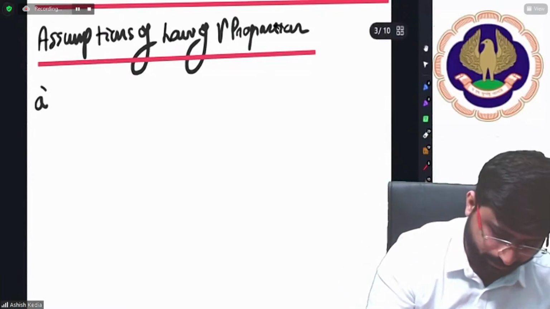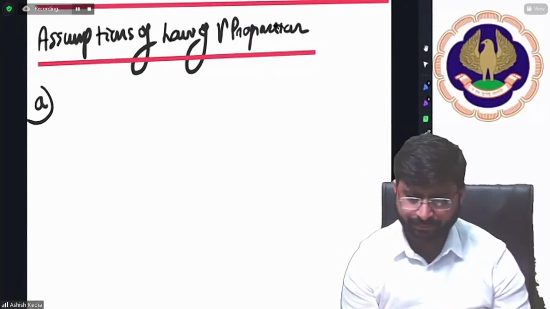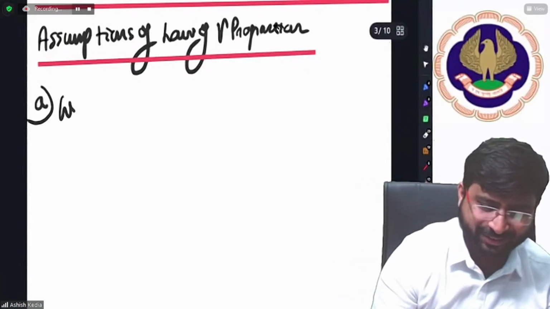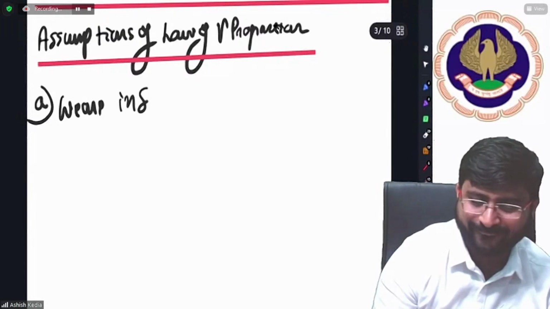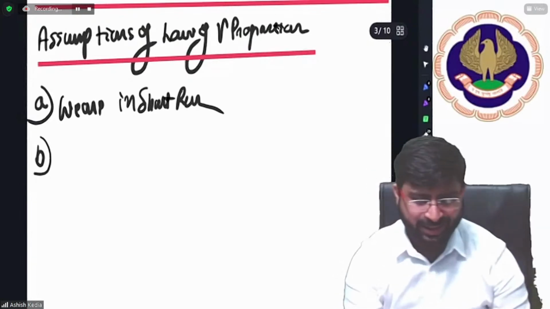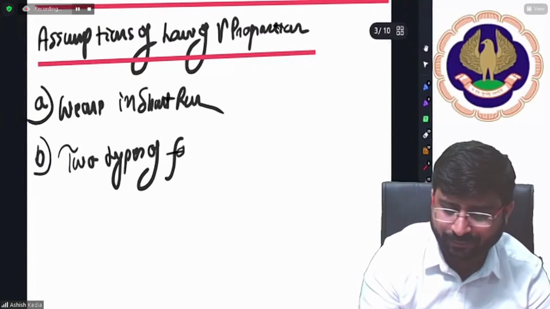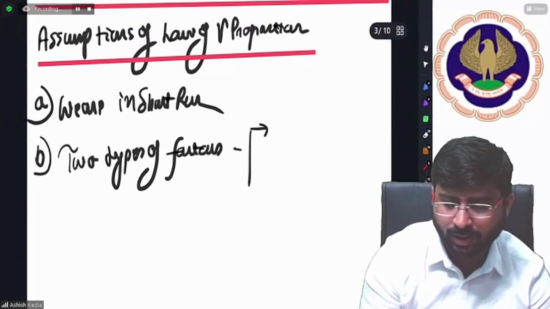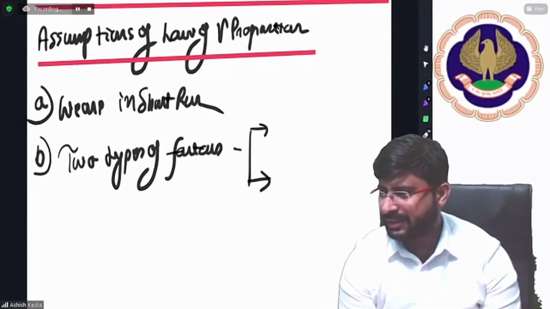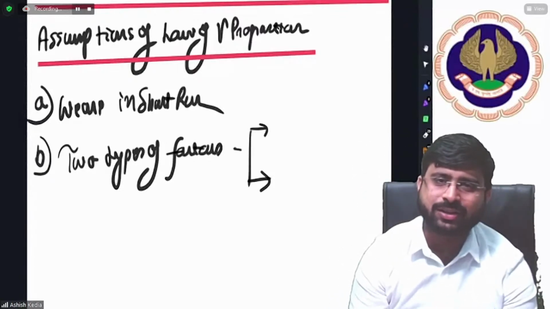Okay, see. Point A. First of all, number one assumption is we are in the short run. Assumption 2 is also very obvious to you, that there are two types of factors. Can you name them? In law of variable proportion, what are the two types of factors or inputs that you will have? Come on guys, tell me, write down in the chat. Yes, absolutely correct. Sir, variable factor and fixed factor. That's right.